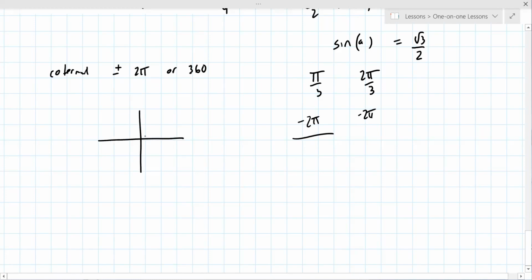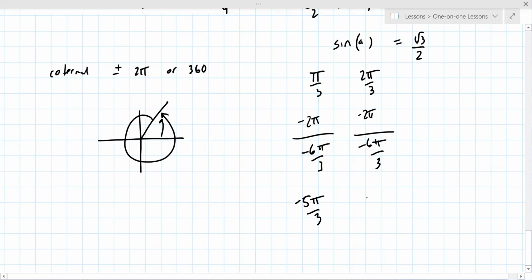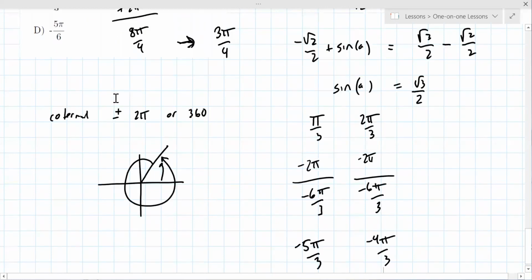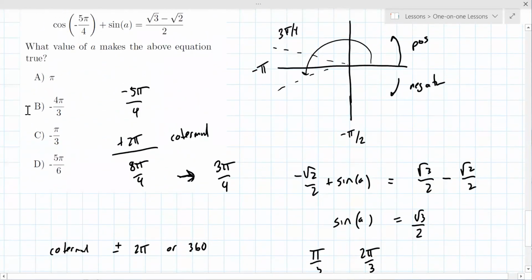If you go to pi over 3 on your unit circle, that's about there. Well, if you add 2 pi, that's like going around again and getting there. Right. Okay. We want to go the other way to get a different number. So that would be like minus 5 pi over 3, minus 6 pi over 3. It's minus 4 pi over 3. So yeah, looks like it's that one there.